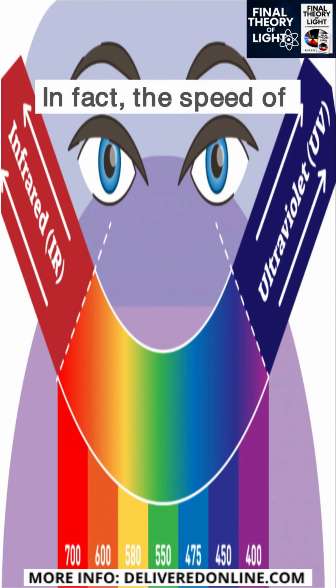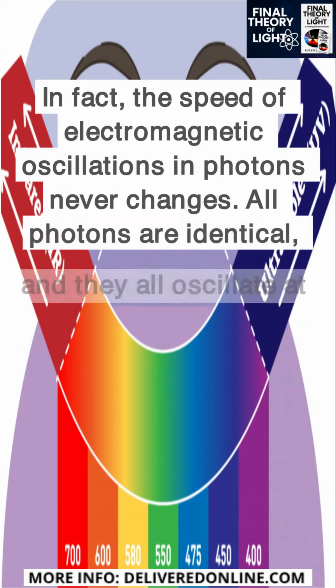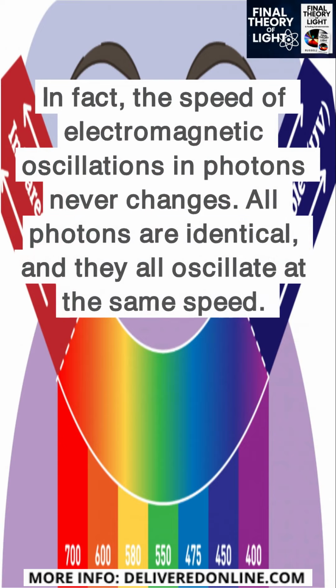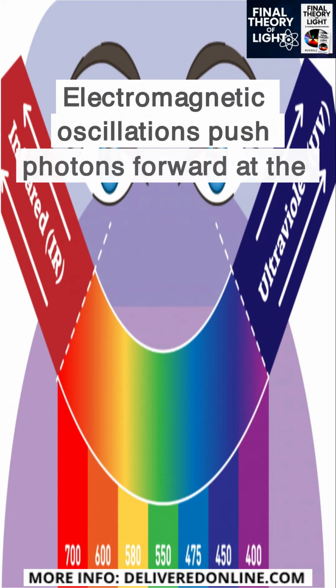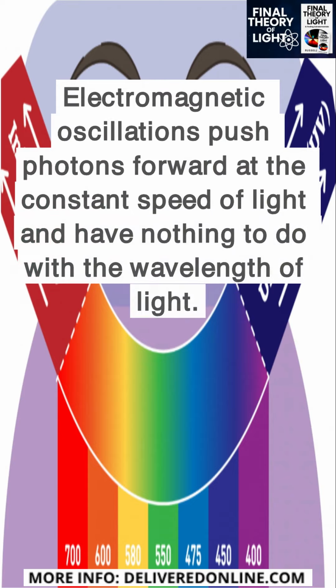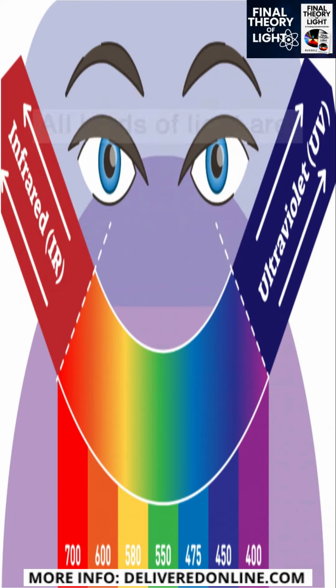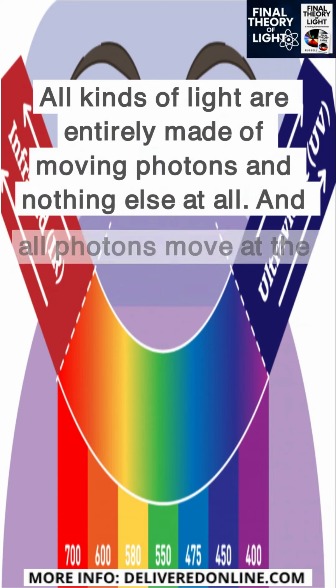In fact, the speed of electromagnetic oscillations in photons never changes. All photons are identical, and they all oscillate at the same speed. Electromagnetic oscillations push photons forward at the constant speed of light and have nothing to do with the wavelength of light. All kinds of light are entirely made of moving photons and nothing else at all.